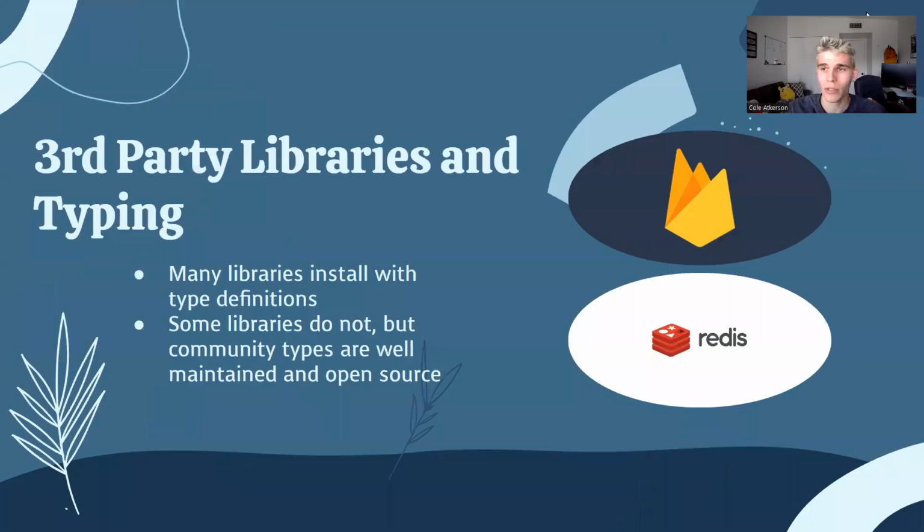Third-party libraries and typing, things like Firebase and Redis, which I'm using for my project, already come with type definitions. Some libraries do not, but the community types are well maintained and open source in a big monorepo.